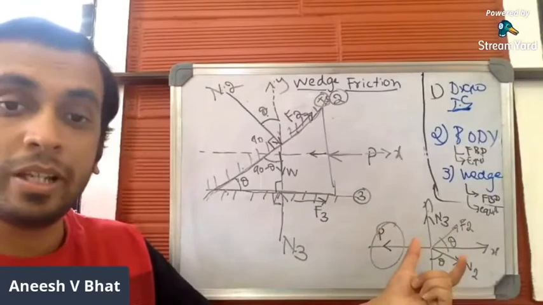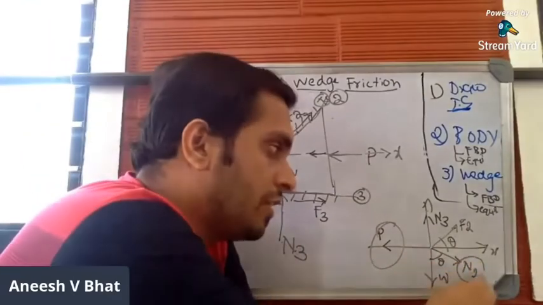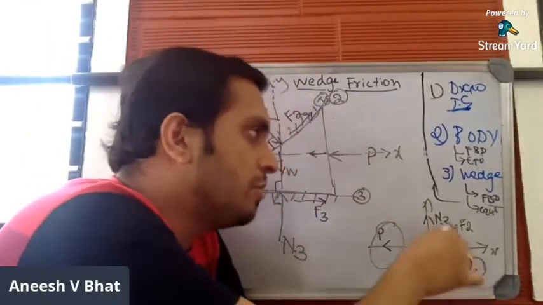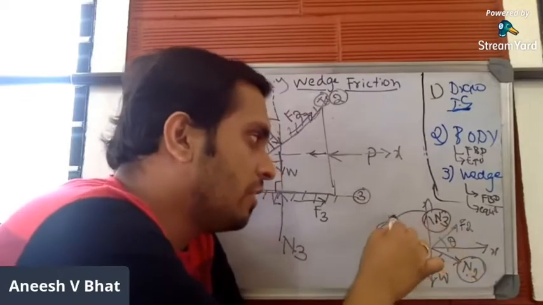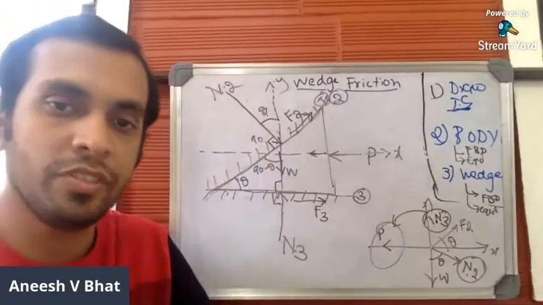So with the help of the previous step, you'll get the value of N2. With the value of N2, you'll get the value of N3. With the value of N3, you'll get the value of P. So this is how it goes.